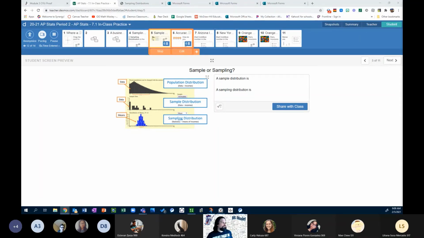All right, so for this first one, sample or sampling, right? A sample distribution is the data, essentially just the data collected, or the distribution of the data collected from a sample, which is a subset of the population. It's from a single sample. In this case they're tracking incomes, so they just collected data on everyone's income in the sample.